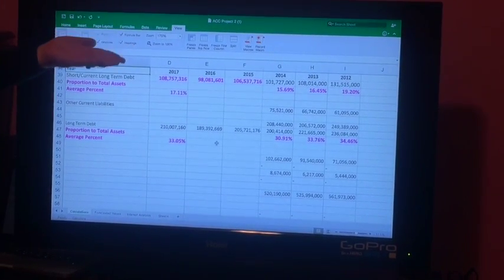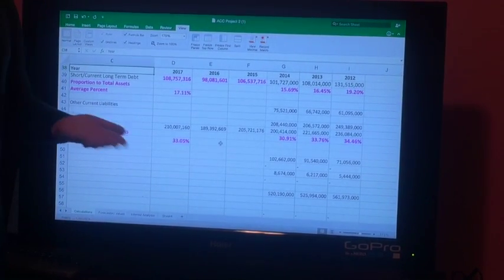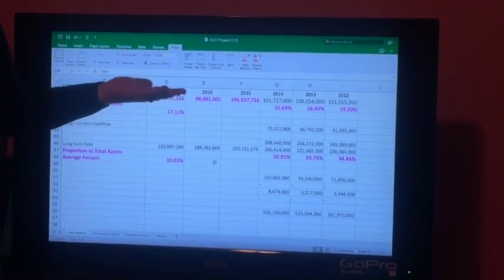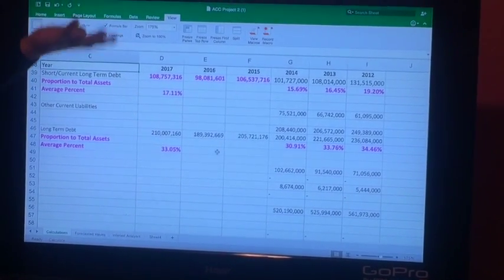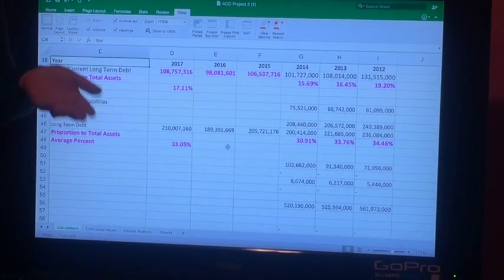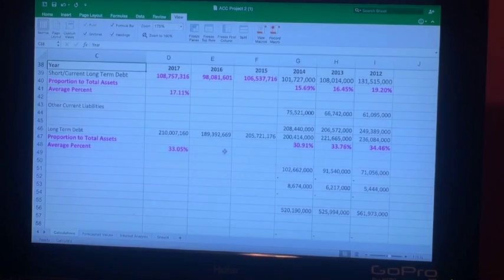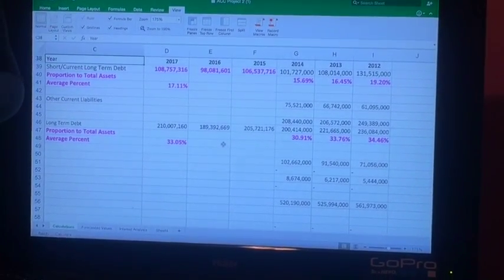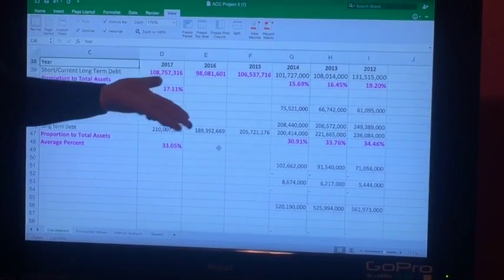Then in 2013, did the same thing, took $108,014,000, divided that by 2013's total assets, and got 16.45%. And then also for 2014, just did the same thing. After I got those 3 percentages, I took the average and got 17.11%. And then you take that 17.11% and multiply it by the forecasted total assets for the corresponding years.